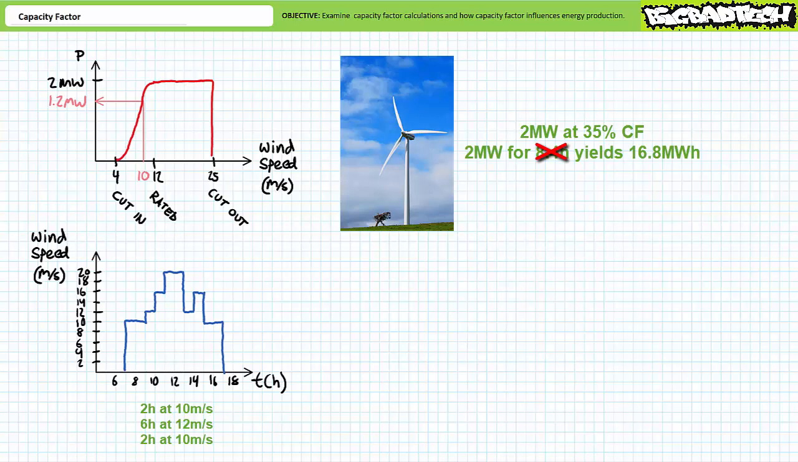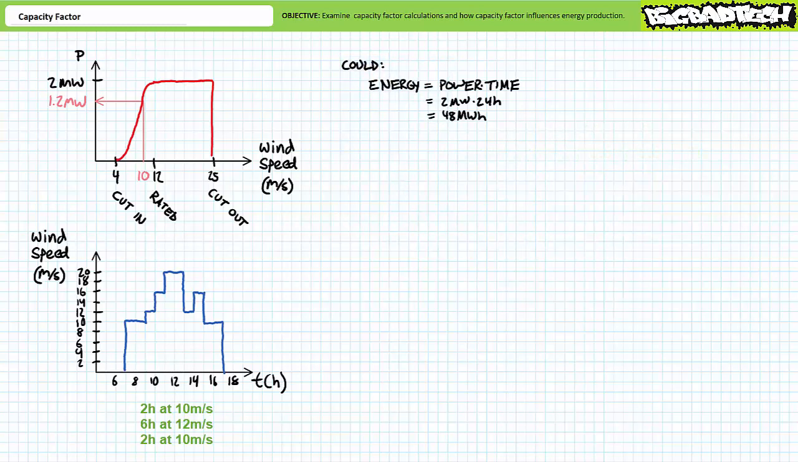Simple. Think not in terms of time, but rather energy. How much energy could this turbine have produced versus how much it did actually produce? Theoretically, a 2 megawatt turbine running at full capacity for 24 hours a day will produce 2 megawatts times 24 hours, or 48 megawatt hours of energy. In actuality, this turbine produces less.